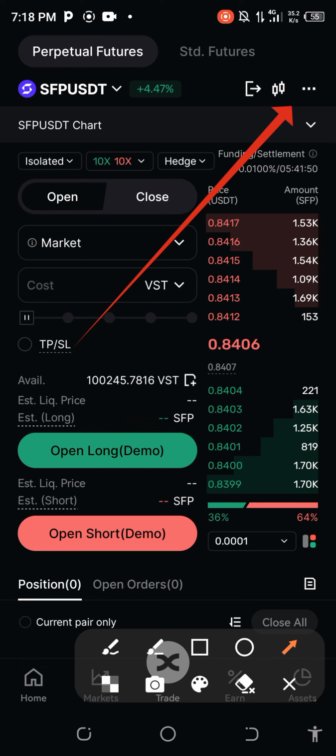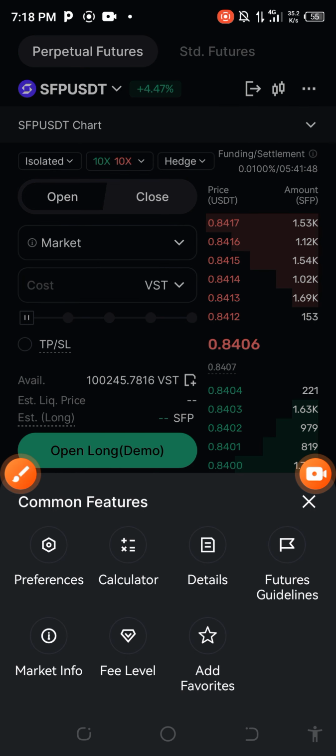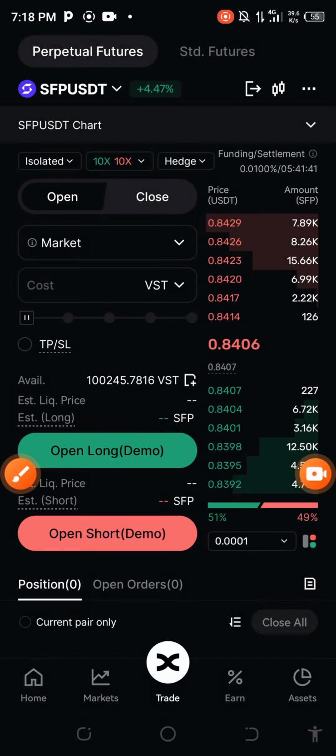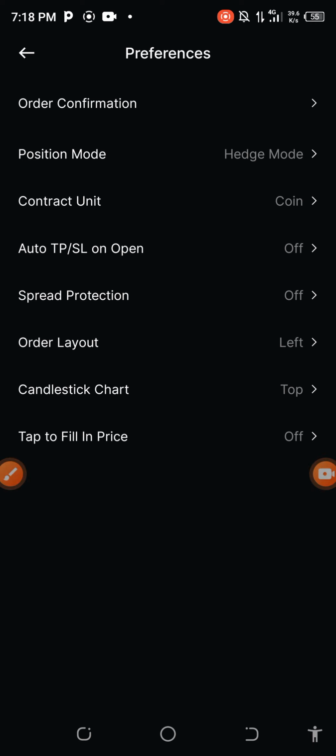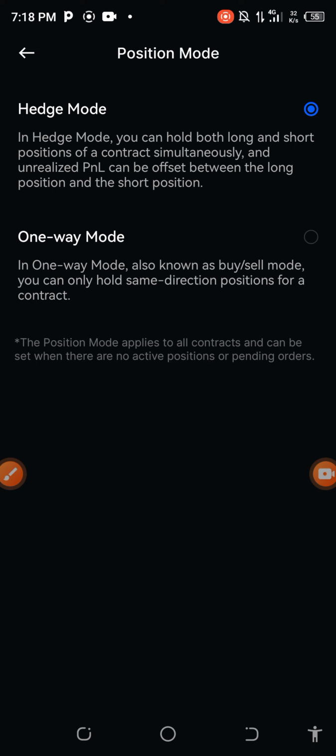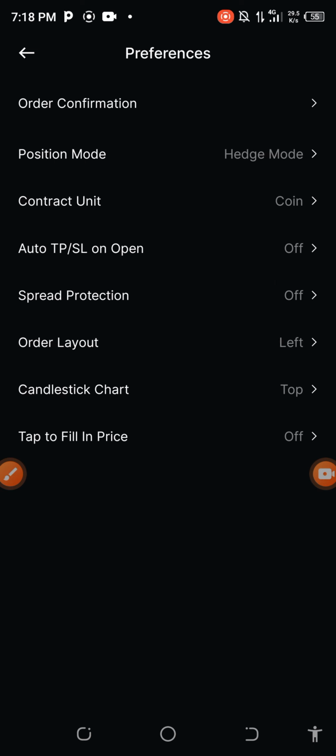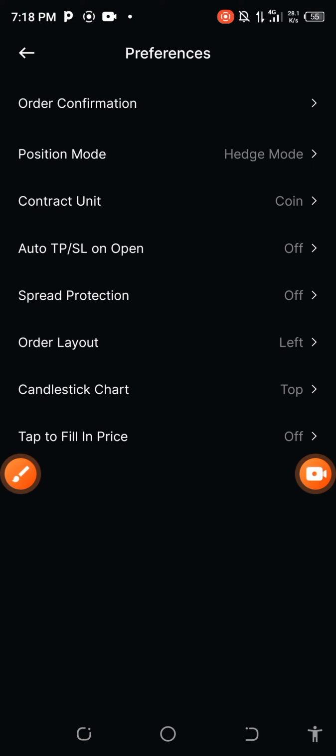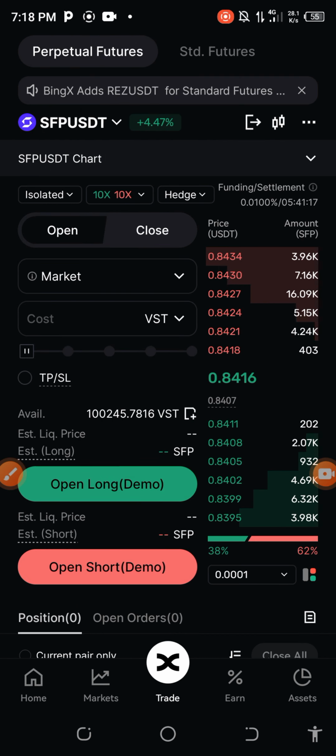You come to this place, click on these three dots here, under preferences. You can see position mode. You change this from one-way mode to hedge mode. Make sure it's in hedge mode. Don't set anything else here, but you can change this candlestick chart from bottom to top. That is all. Then you come back.